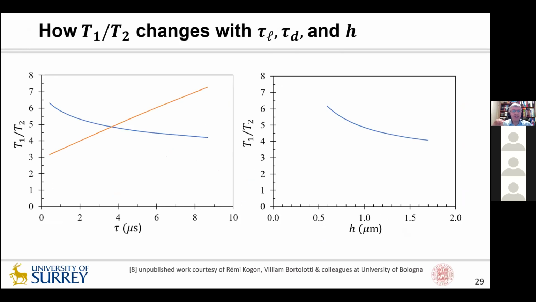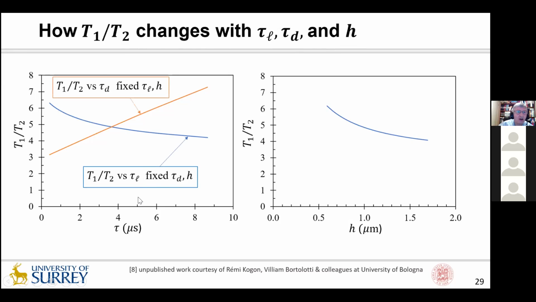Okay, before we move on to our final system to look at, T1 over T2 keeps cropping up. Once again, dear friends, Remy and William have come up trumps with some more work looking at the T1, T2 ratio. And what they've done is to explore how this ratio changes with each of these three parameters, keeping the remaining two parameters fixed. So, for example, the blue curve on the left is showing that the T1 to T2 ratio drops as tau L increases, tau D and H being fixed.